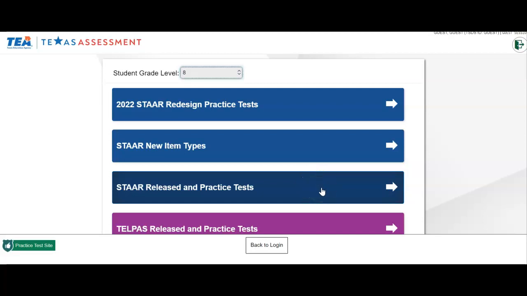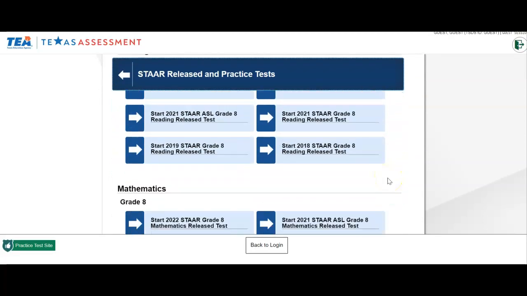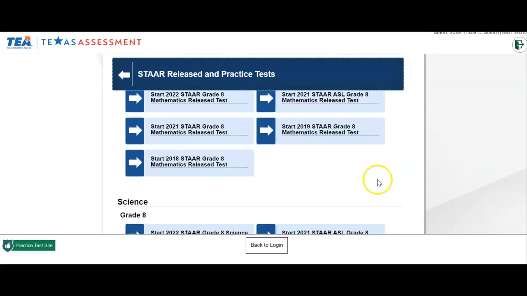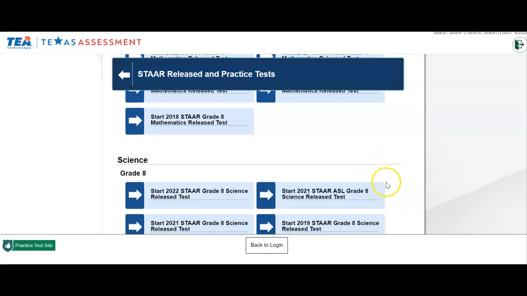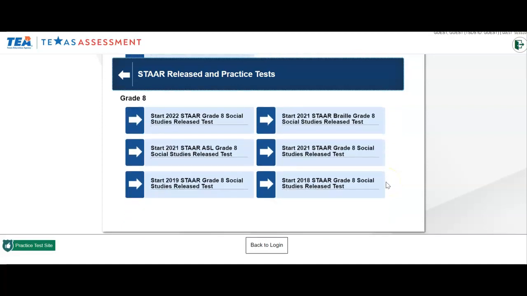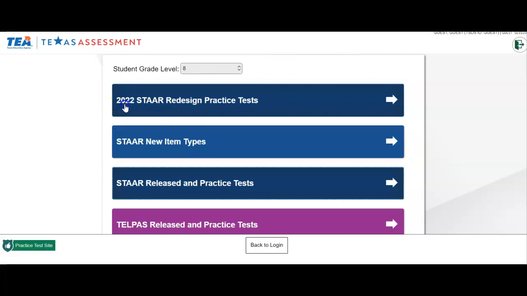So this actually, I'll show you real quick, is previous years. There's the 2022, but then you can see there's other years too. And of course we have math, science, social studies. All the things are there and reading. So I'm gonna go back.